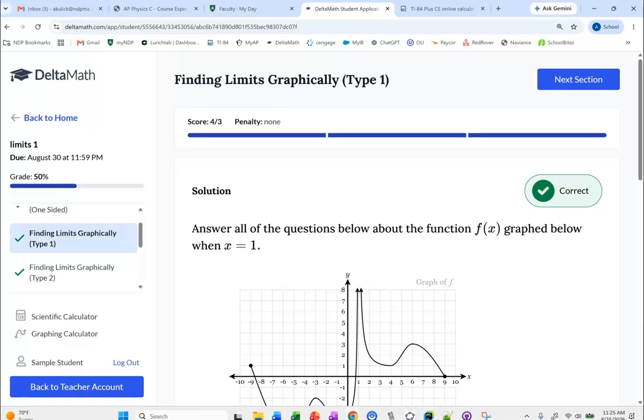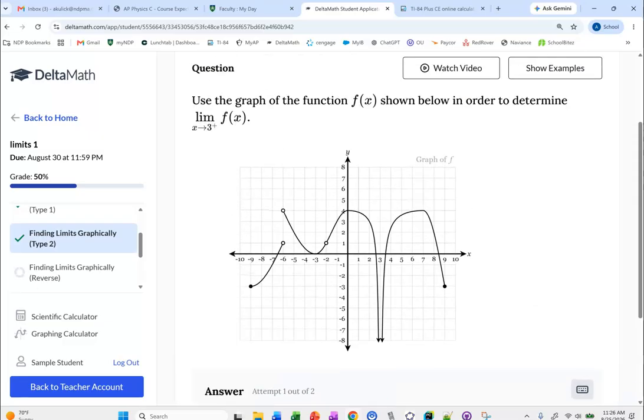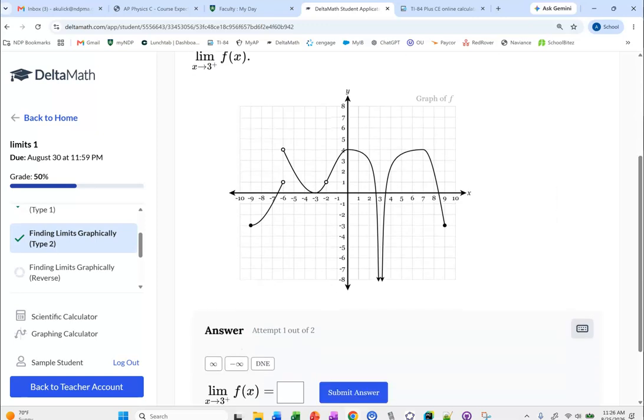Do you want one more? Yeah, one more. Give us something different. It's the same kind of stuff, but here it says, use the graph shown below to find the limit as x approaches 3 from the right of f of x. Negative. We're looking at this end, so it is negative infinity.